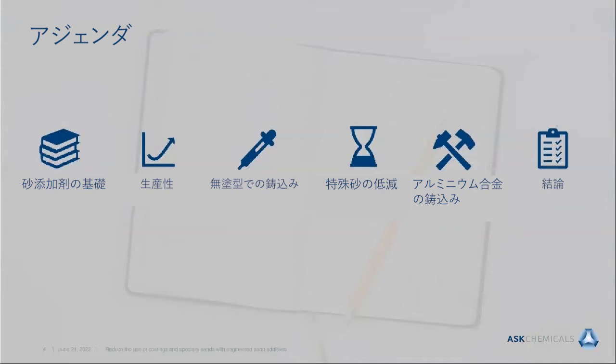I would like to structure the webinar in the following steps. First, some insight about the basics of sand additives, then how you can improve your productivity, followed by a session about how to have coating-free castings. Then I would like to show you a session about special sand, how we can reduce or eliminate it, and finally, how we can use additives in aluminum castings, and a conclusion.